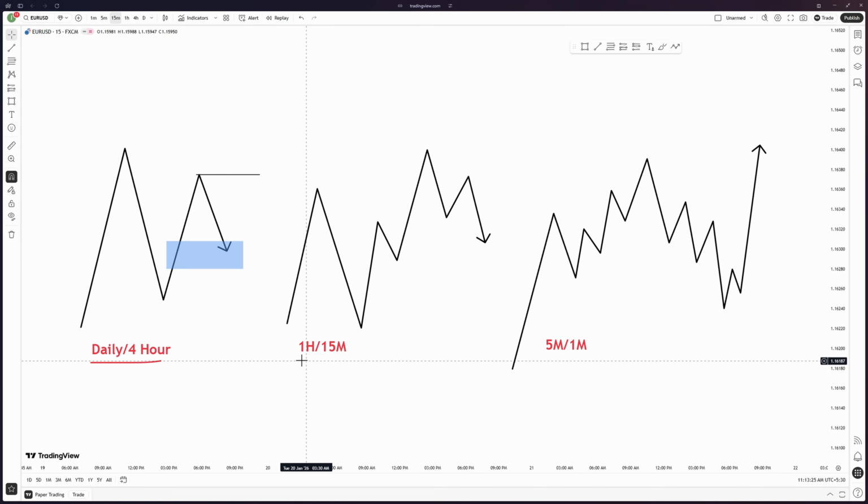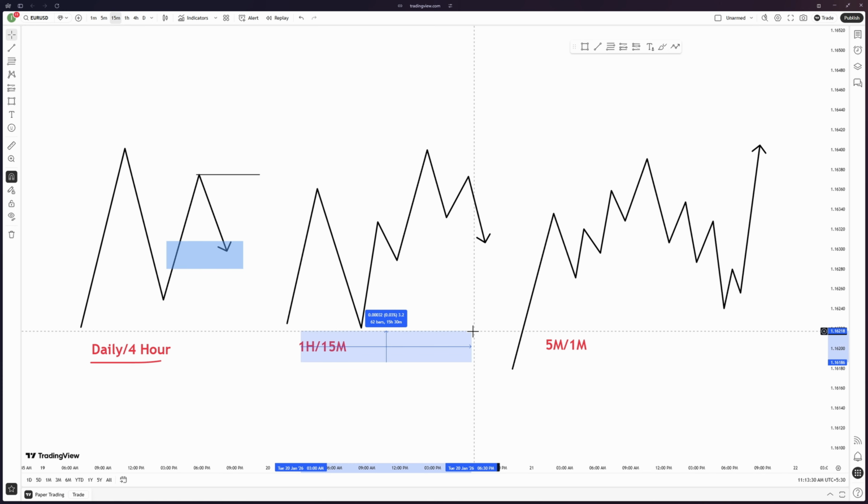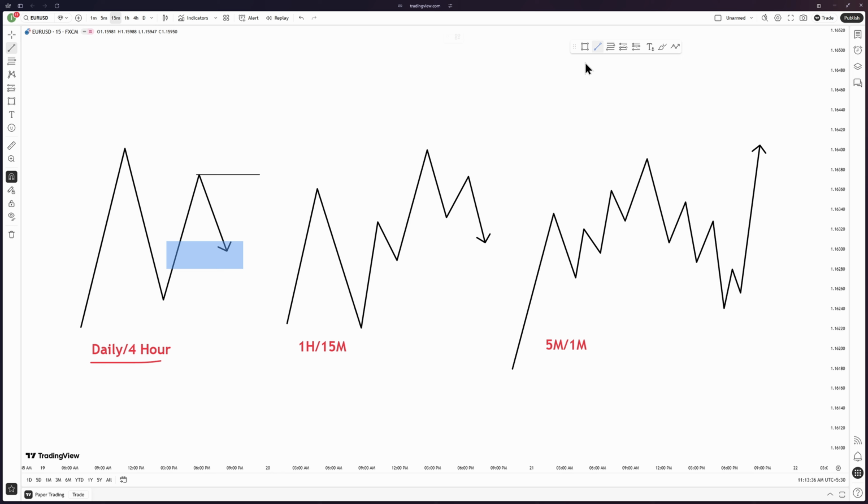After the bias is clear, I have to mark out the liquidity level and simply wait until price takes that out. For example, my bias is bullish, so I will drop down to the 1-hour or 15-minute, and simply mark out the liquidity level I have on this 4-hour fair value gap. This could be equal highs, equal lows, or a session high or low.